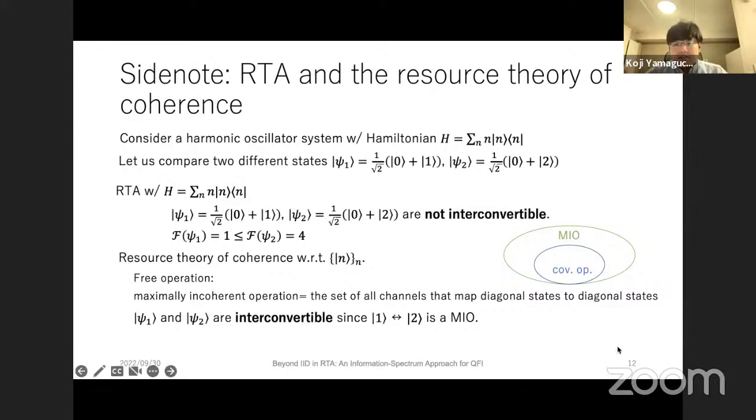So to summarize, a crucial difference is that in the resource theory of asymmetry, we care about the energy eigenvalues in addition to the energy eigenbasis. But in the resource theory of coherence with respect to this basis, we only care about the basis. So this makes the analysis of the resource theory of asymmetry complicated.